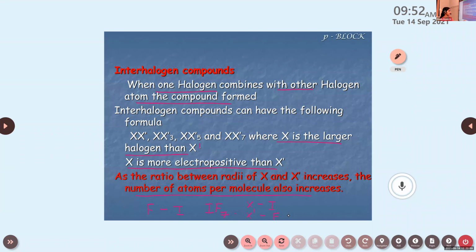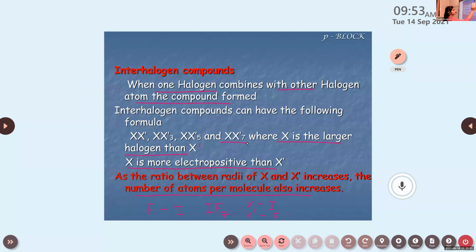Because when we compare iodine and fluorine, iodine has a larger size compared to fluorine. The electropositive nature is also greater for iodine, because fluorine is the most electronegative element, right? So X is iodine, and X' is fluorine. And a very simple method: when we look at the general formula, X has only one element, and X'7. So here it is IF7, where fluorine is X' and iodine is X.